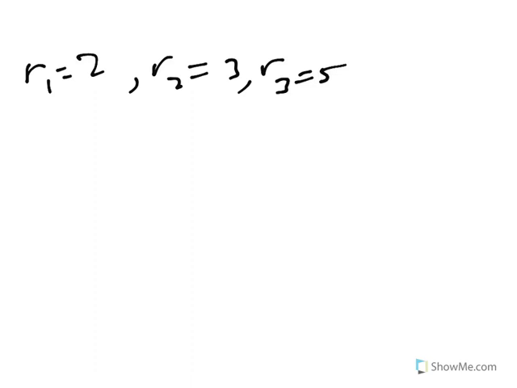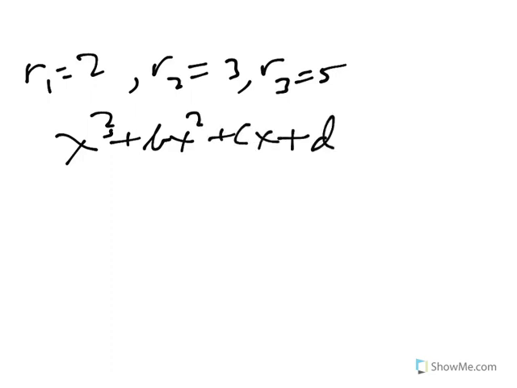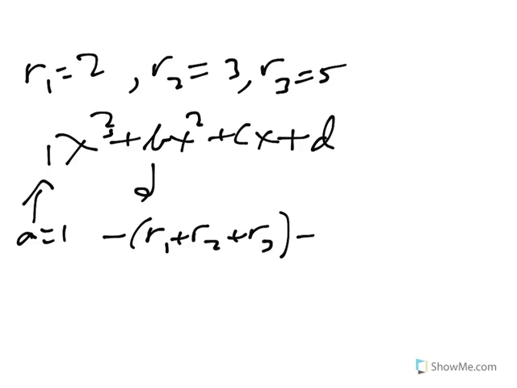We can use these rules to answer questions like, what if the 3 roots are 2, 3, and 5, and the polynomial is ax cubed plus bx squared plus cx plus d. So implied here is that a equals 1. Well, b is the negative sum of the roots. So the sum of the roots is 10, so b is negative 10.